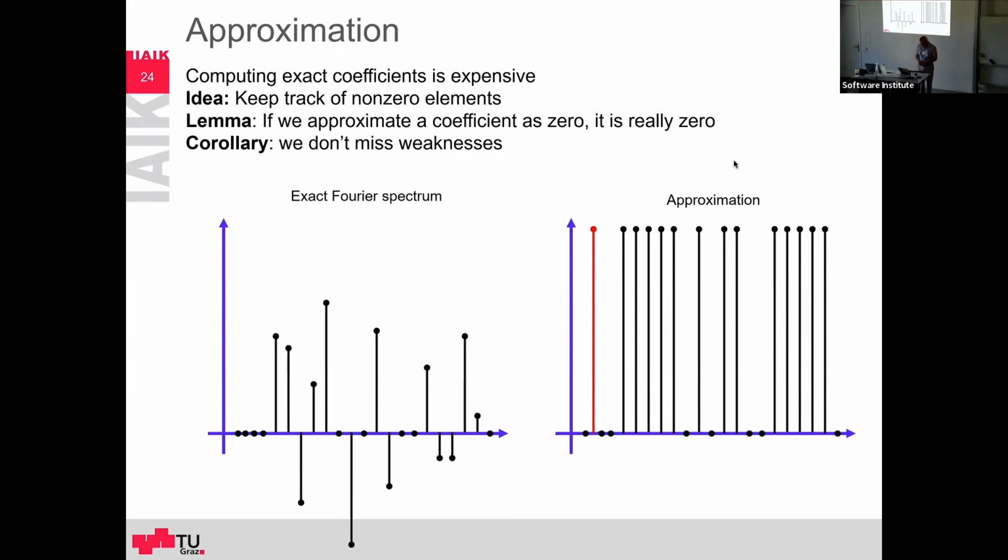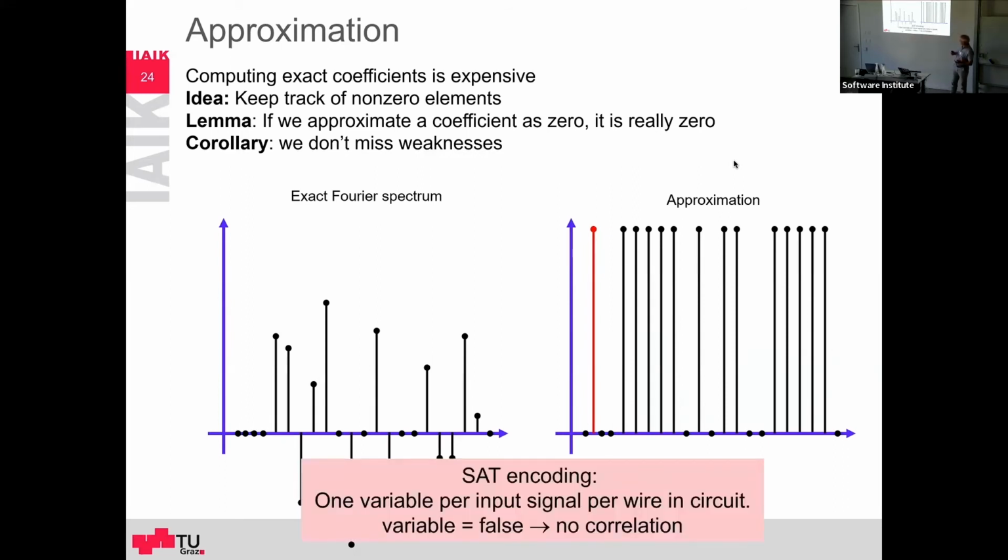Then you can do abstraction refinement. The nice thing about 0, 1 is that we can encode this as a Boolean satisfiability problem. Basically, we're going to have one variable for every combination of inputs and every wire that says whether the Fourier coefficient for this combination of inputs is 0 or not. And that works surprisingly well, of course. So if this can be reduced to that, the original problem could be reduced to SMT, right?